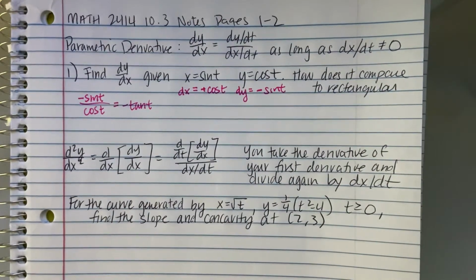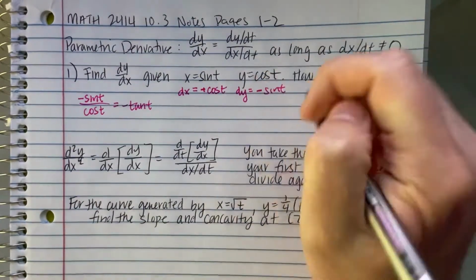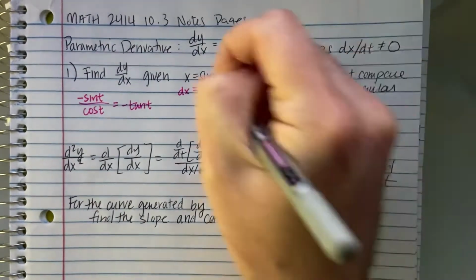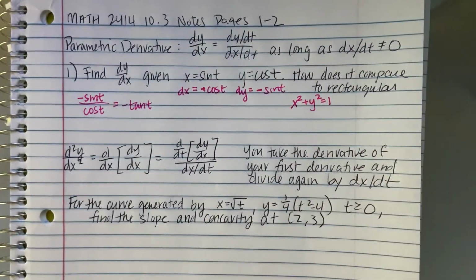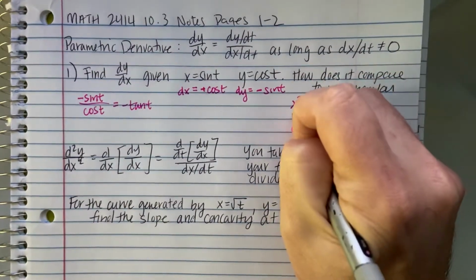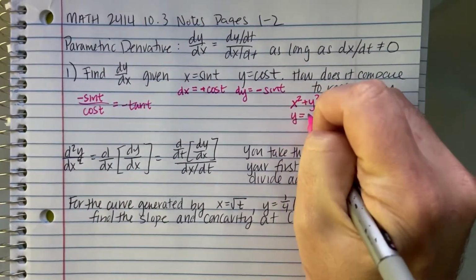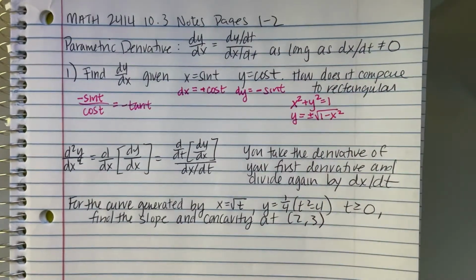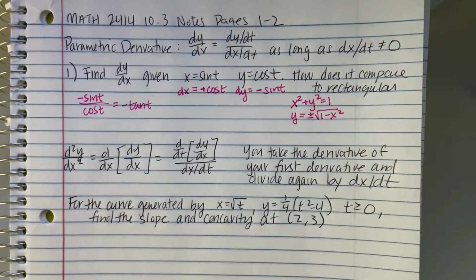Now how would that compare to our rectangular form? To get this in rectangular form, I know x squared plus y squared equals 1, because sine squared plus cosine squared equals 1, which means y would be the plus or minus square root of 1 minus x squared. We can worry about that more later. It's a circle in that case.